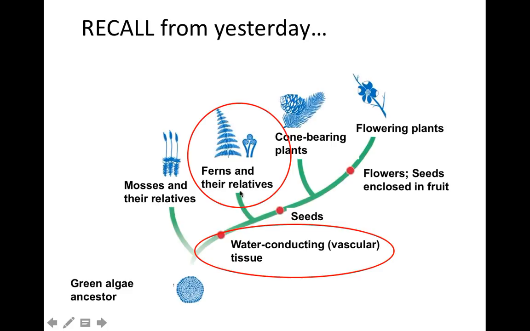Now, noticing on this evolutionary tree, ferns and their relatives are unique in that they have this vascular tissue, but they don't have seeds yet. So they have a very unique way that they reproduce, and that's what the plant life cycle we're learning about today is going to talk about.